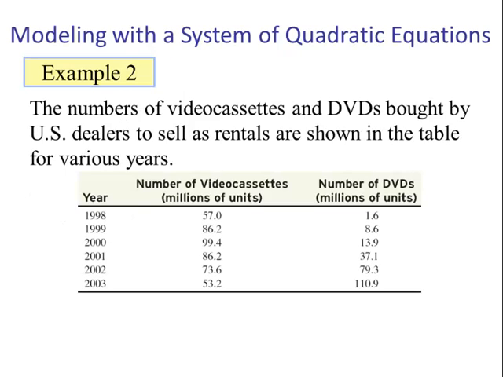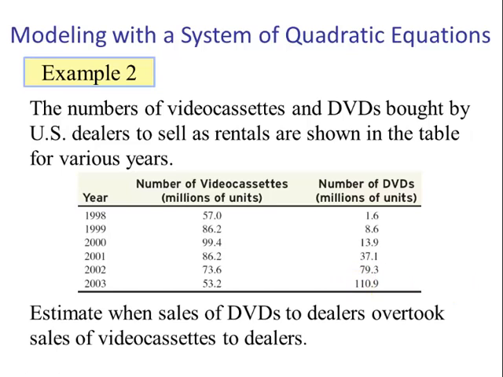Example 2. The number of video cassettes and DVDs bought by U.S. dealers to sell as rentals are shown in the table for various years. In the late 90s, there were a large number of video cassettes. This is measured in the millions, but as time goes on it decreases, and in the late 90s the number of DVDs were very low, but they start to increase at a faster and faster rate. Estimate when the sales of DVDs to dealers overtook the sales of video cassettes to dealers.